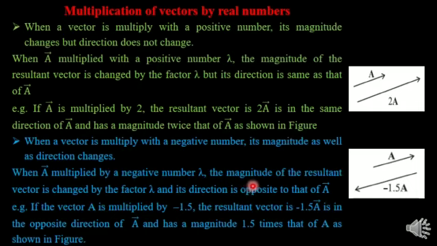For example, if the vector A is multiplied by minus 1.5, the resultant vector, minus 1.5 vector A, is in the opposite direction of A and has a magnitude 1.5 times that of A, as shown in the figure.